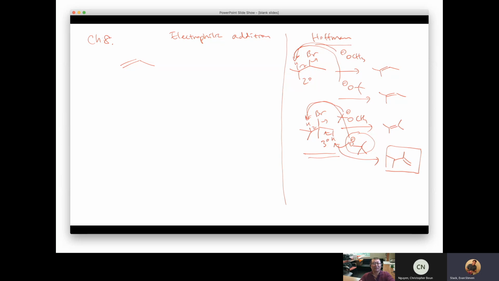I hope that makes sense. Treat the Hoffman product as a very special circumstance. Don't expect the Hoffman product to happen as commonly as the Saytzeff product. That's a good point, I almost forgot to mention that.